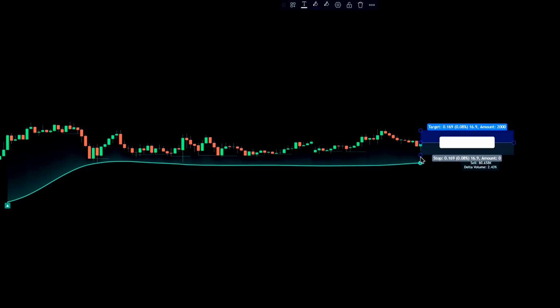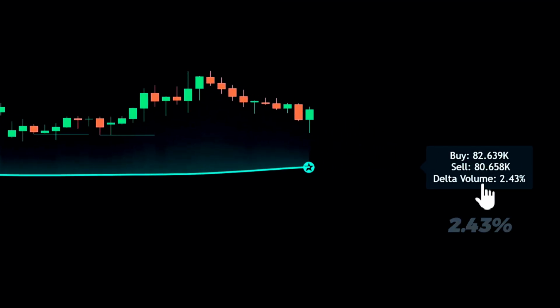The key takeaway is that in a ranging market, the delta volume will be low, and it can even go negative, regardless of the color of the trending cloud. In such cases, you should avoid taking trades because the market isn't showing clear bullish or bearish strength.